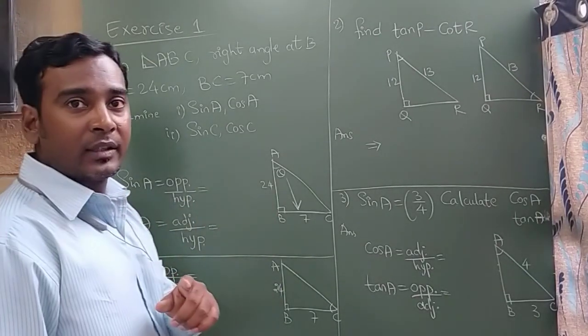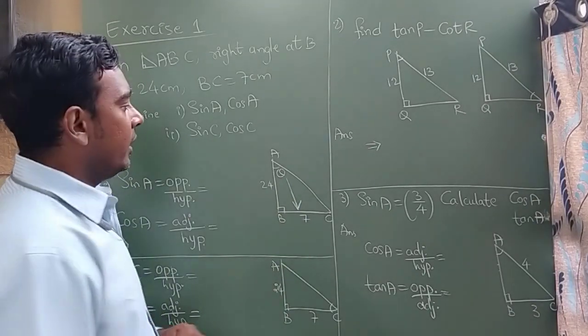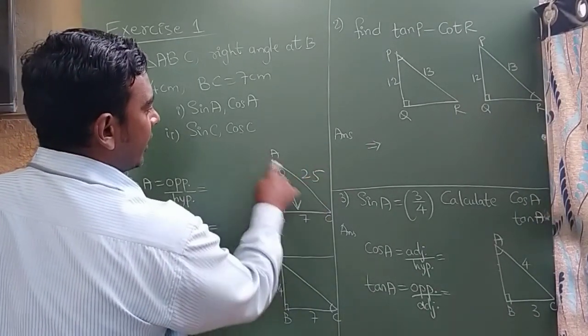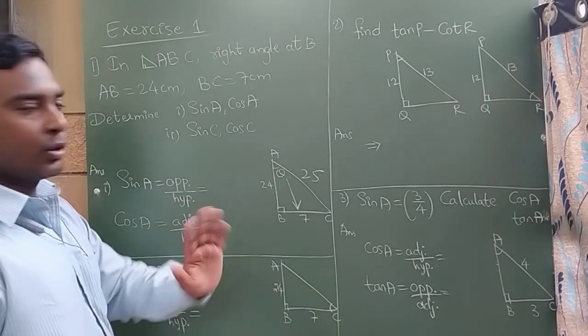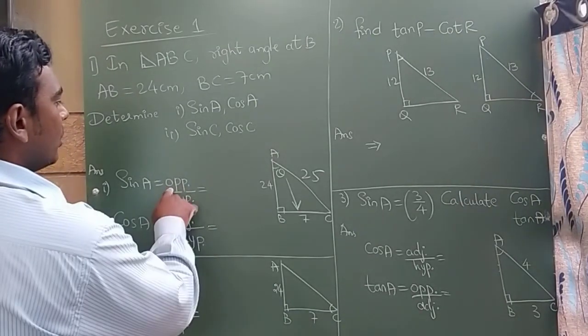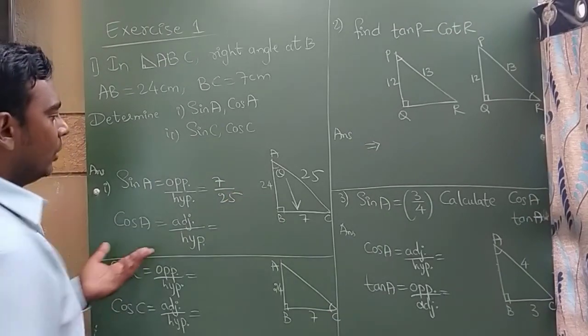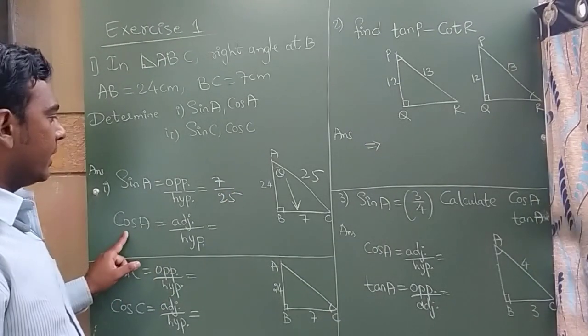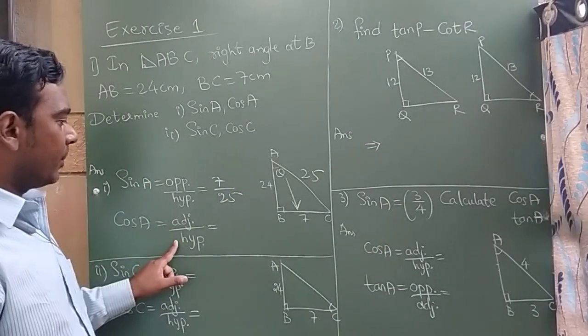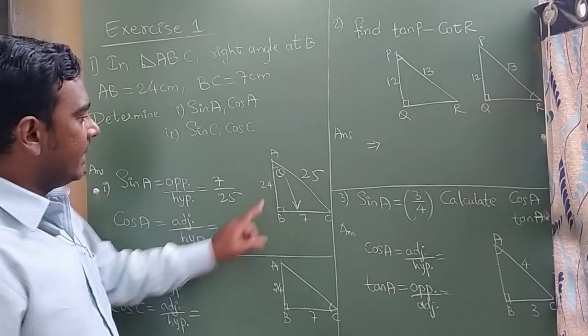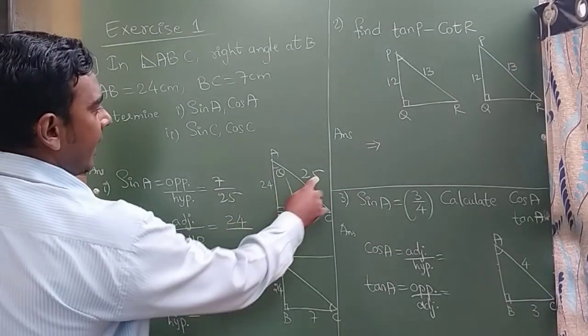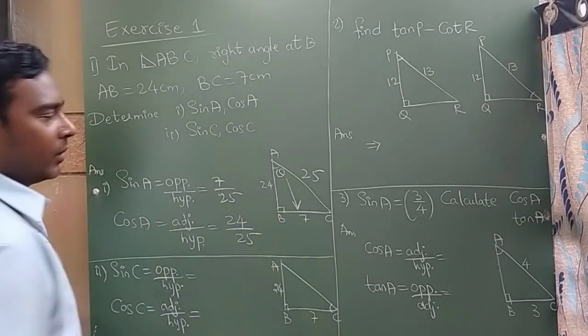According to the Pythagorean triplet, this hypotenuse will become 25. No need to solve this. So the opposite side is 7 and the hypotenuse is 25 directly. Now cos A, what is the cos A formula? Adjacent upon hypotenuse. So your adjacent is 24 here and the hypotenuse is 25.